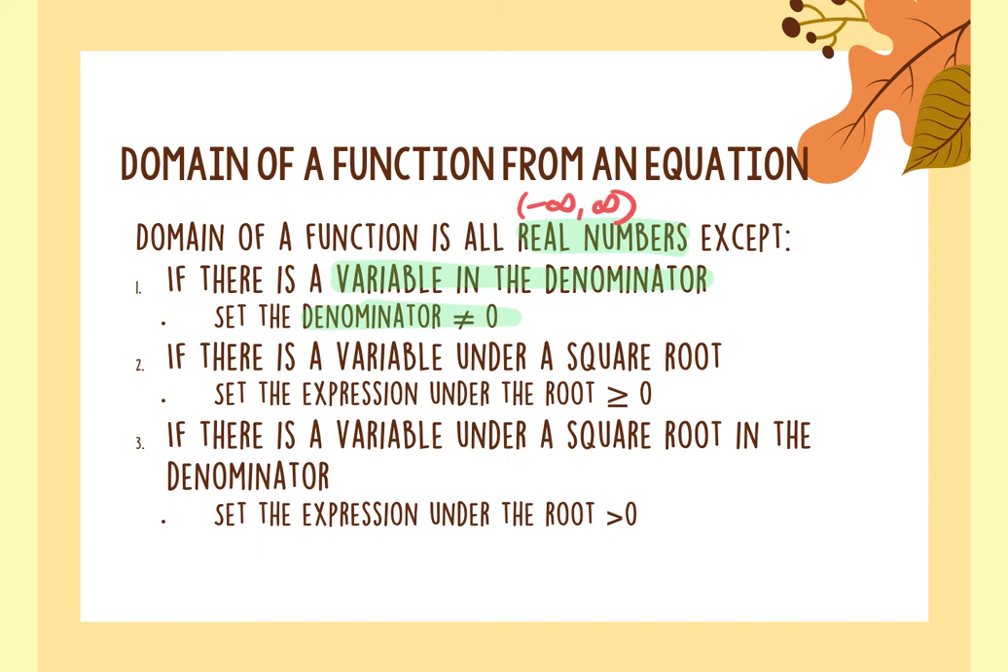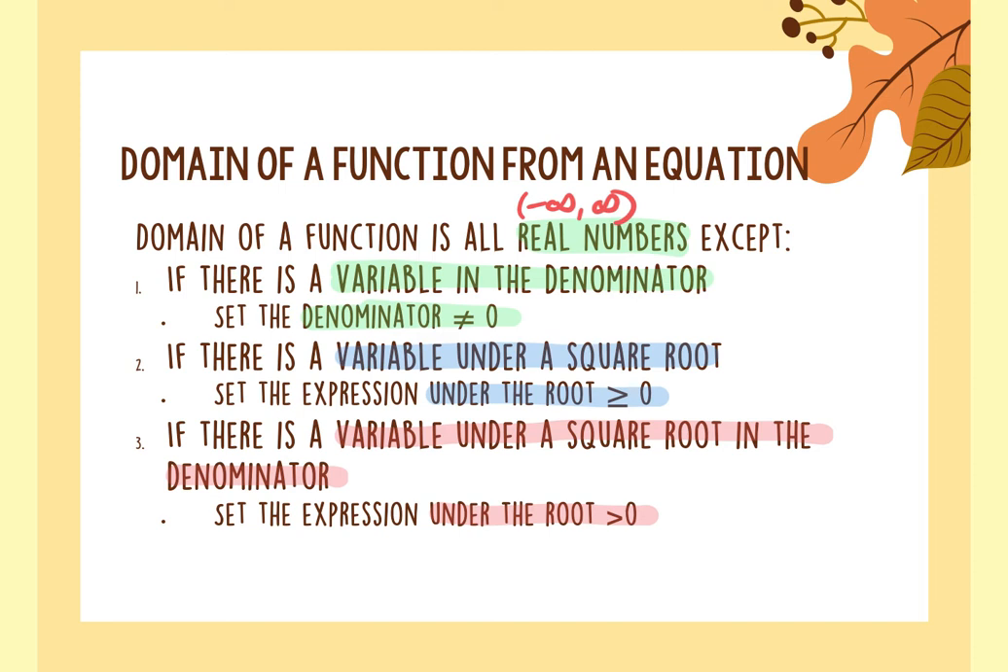The second case is if there's a variable under a square root. We cannot square root a negative number, so we set whatever's under the root greater than or equal to 0, and that restricts our domain. The third is the combination of the two: a variable under the square root in the denominator. Then it can't be 0, and it has to be greater than 0, so now we set what's under the root greater than 0 instead of greater than or equal to. If none of those three cases happen, then my domain is all real numbers, or negative infinity to positive infinity.